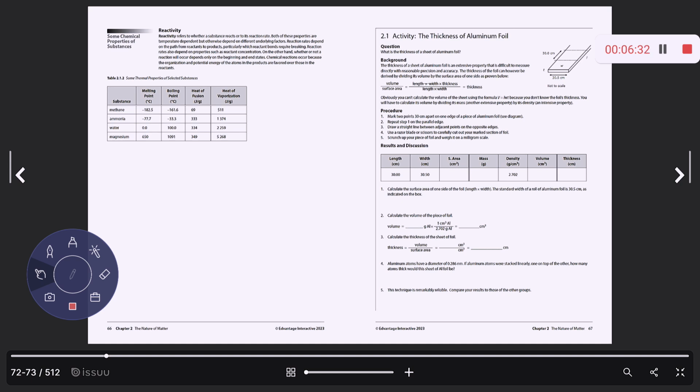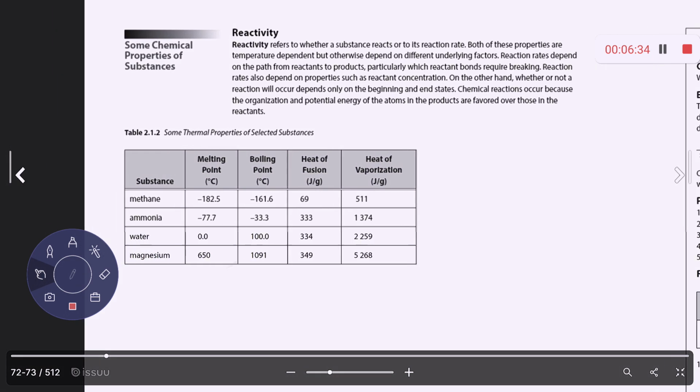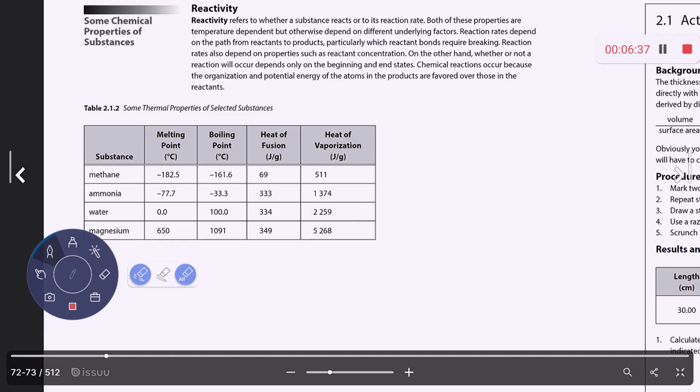Yes. Okay. So this page just gives you the constants for methane, ammonia, water, and magnesium. You may use this as a reference, especially if you're converting between joules and grams for something, you can use those constants to make that happen. Okay. They talk about reactivity, which is something that we're going to talk more about in AP2. It's not really relevant to us right now.